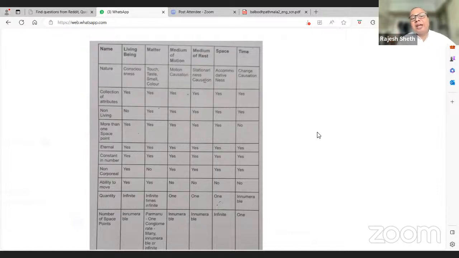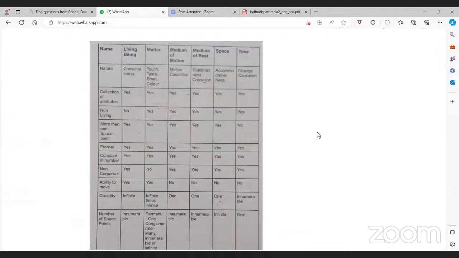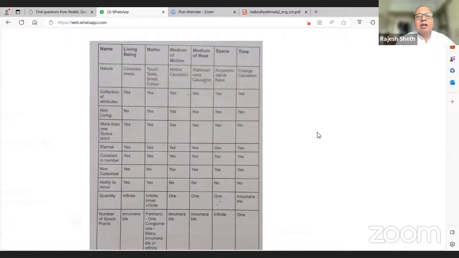And how many are time substances? That is an instrumental quantity, it seems. But time is infinite. No, it's written there, innumerable. So what is the difference between infinite and innumerable? Innumerable is less than infinite. You will understand later.